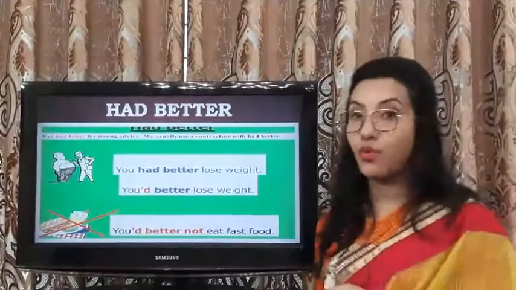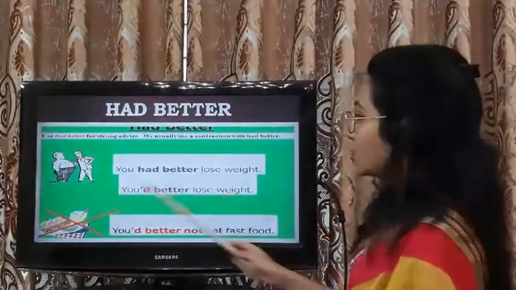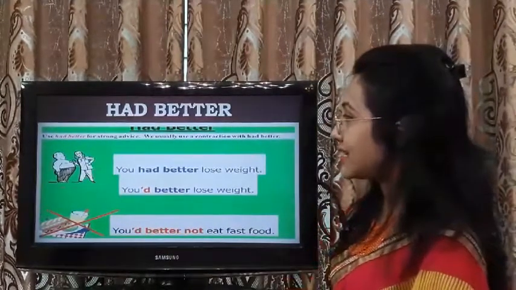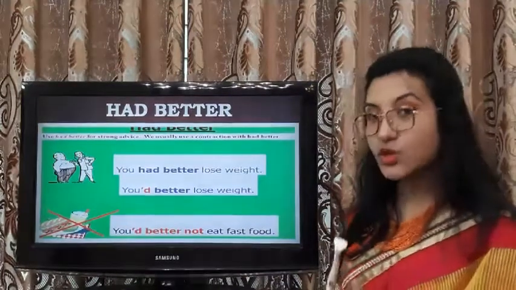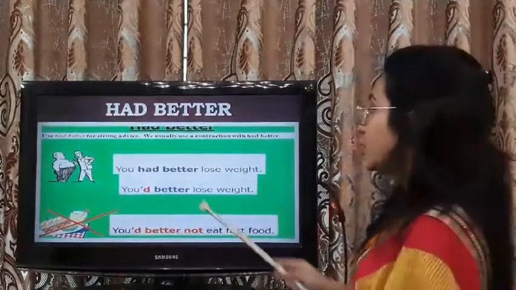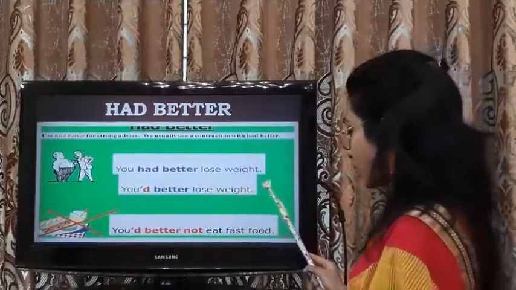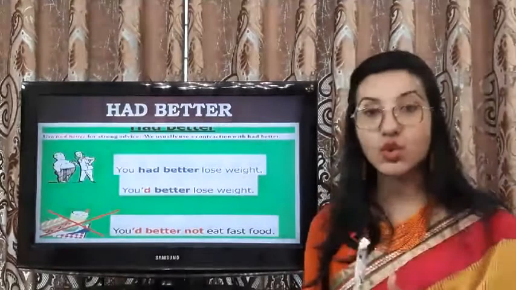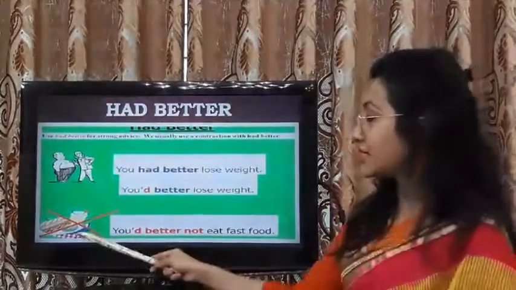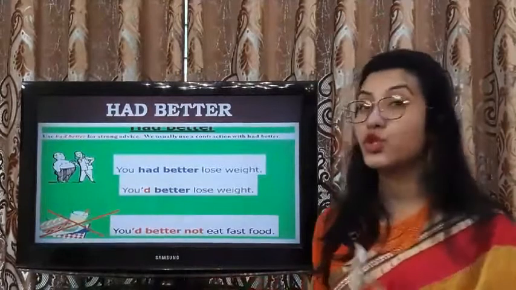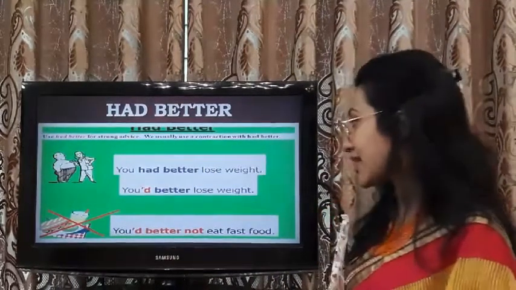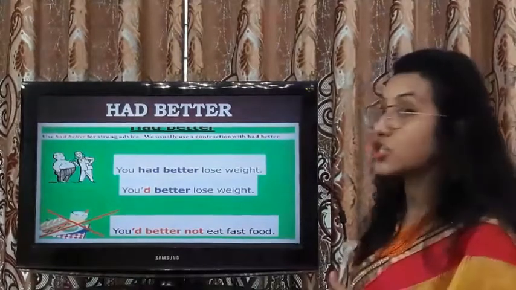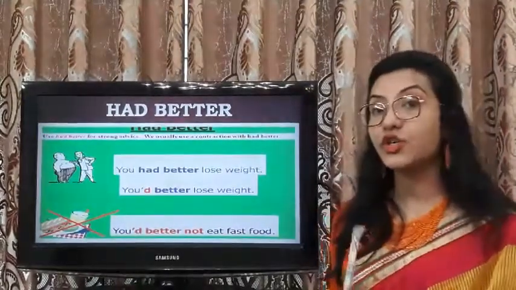Now this is the third one, had better. So as you can see, there is a doctor and he is examining a patient. So what is the advice that he's giving? You had better lose weight. You'd better lose weight. আপনার কি করা উচিত? ওজন কমানো উচিত. Now in the second picture we can see there are some pictures of some junk foods like burgers, soft drinks and so on. So the advice that is given here is you'd better not eat fast food.